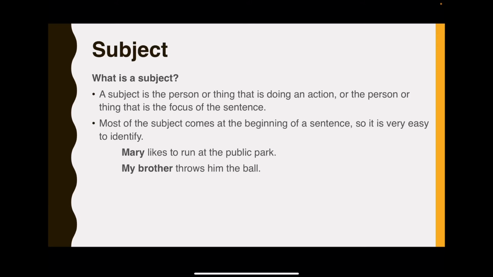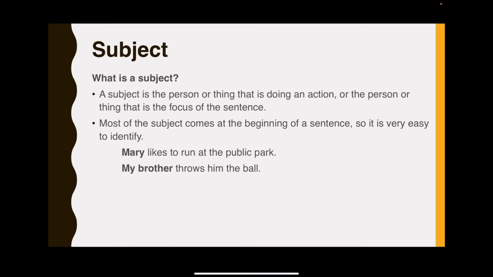Okay, so it's really easy to identify the subject part of the sentence. Like the two sentences here, Mary likes to run at the public park, and you can see the word Mary before the verb, right? So the word Mary is the subject part of this sentence. Or another one, my brother throws him the ball, the words my brother are the subject part of this sentence. So you can see that the subject is the one who does some kind of action.